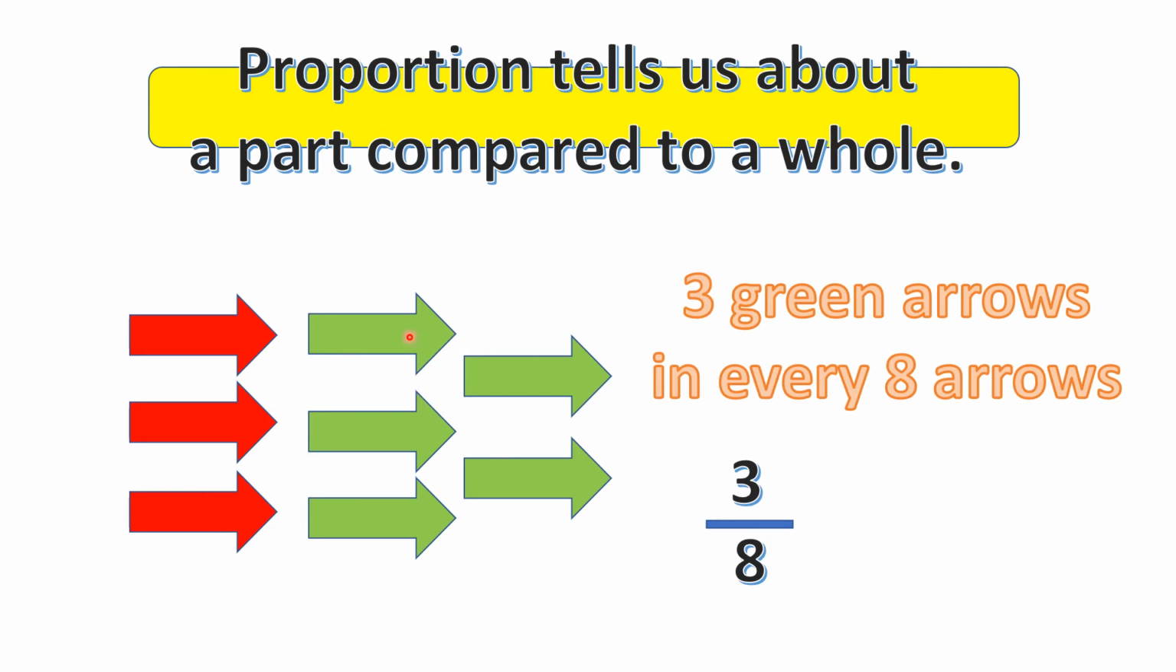So as I said earlier, proportion is very similar to fractions. The question could be turned around, and phrased as, what is the proportion of green arrows? In that case, the answer would be 5/8. Okay, so proportion tells us about a part compared to a whole. Let's have a look at the next slide.